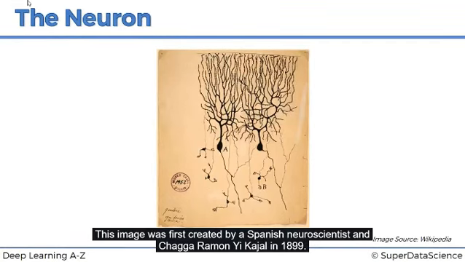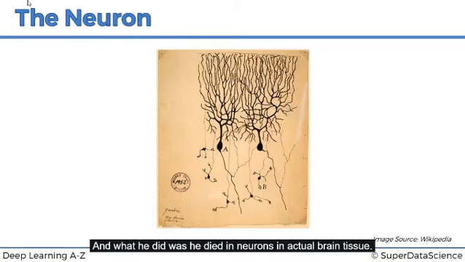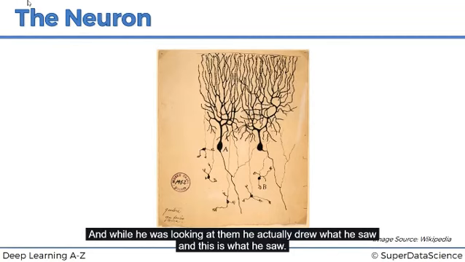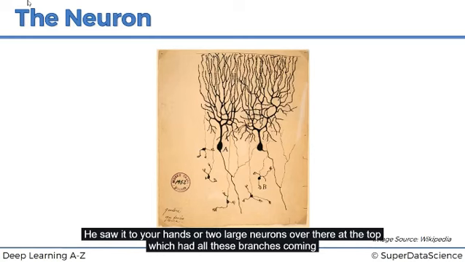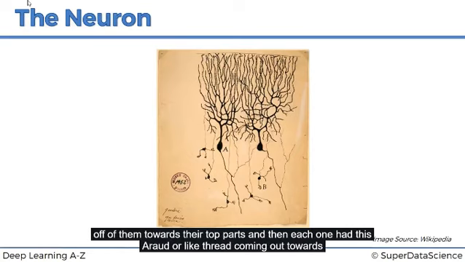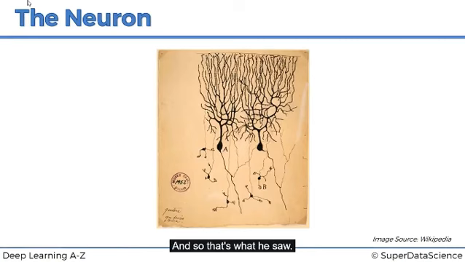This image was first created by a Spanish neuroscientist, Santiago Ramón y Cajal, in 1899. And what he did was he dyed neurons in actual brain tissue and looked at them under a microscope. And while he was looking at them, he actually drew what he saw. And this is what he saw. He saw two large neurons over there at the top, which had all these branches coming out of them towards their top parts, and then each one of them had this rod or like thread coming out towards the bottom, a very long one. And so that's what he saw.